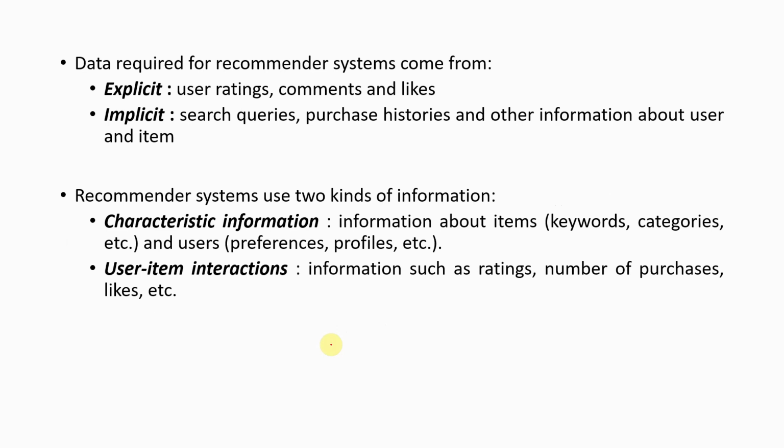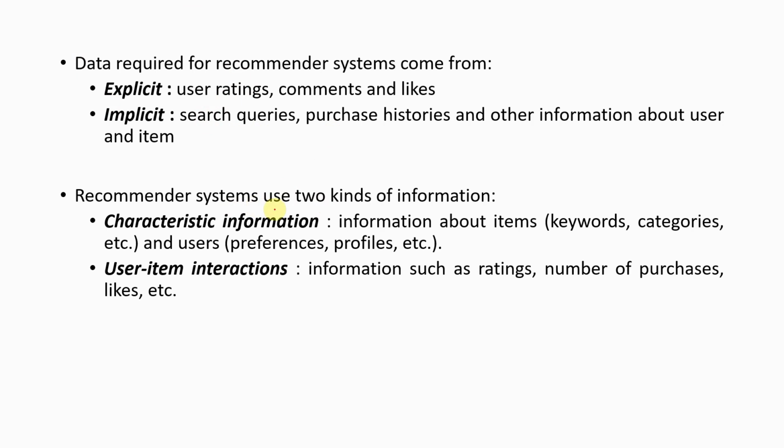And now, how does the recommender system collect its data? It can collect the data either explicitly or implicitly. So, explicit: you have seen that if you purchase any product on Amazon, immediately it asks for a user rating, or you may give comments on the particular product, or you may give likes to YouTube videos. So the system can get the data explicitly through user ratings, comments and likes. In the case of implicit, the system will collect the data from the user through search queries, their purchase histories and other information such as the user profile and the item description.